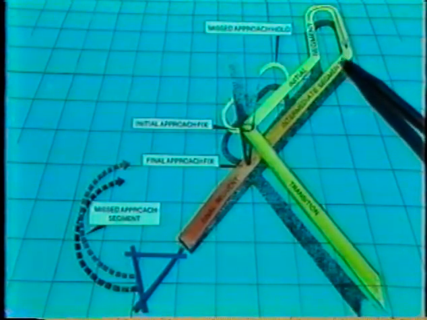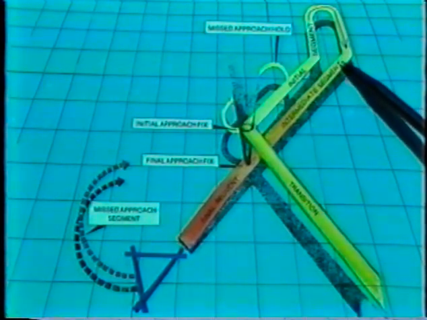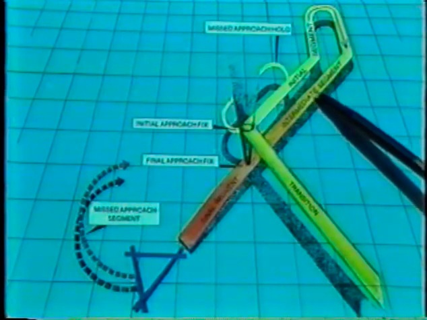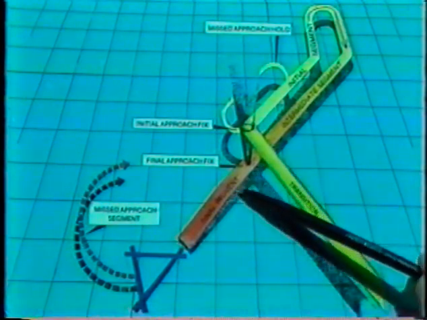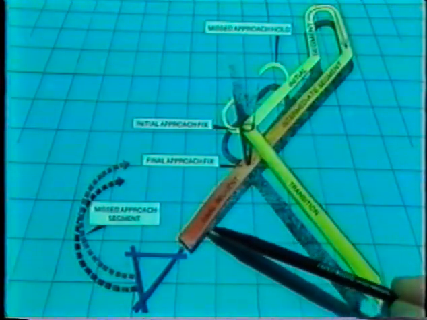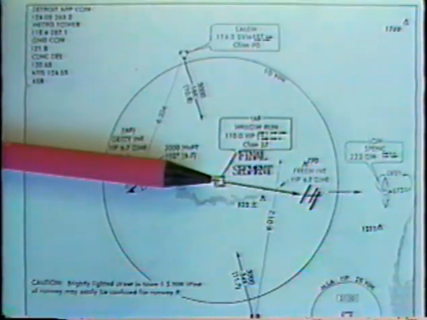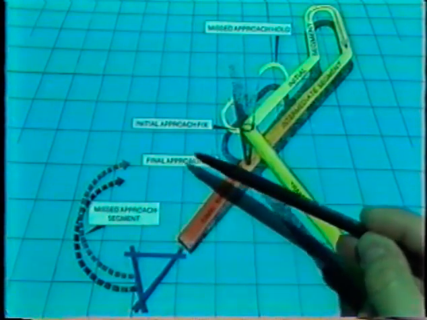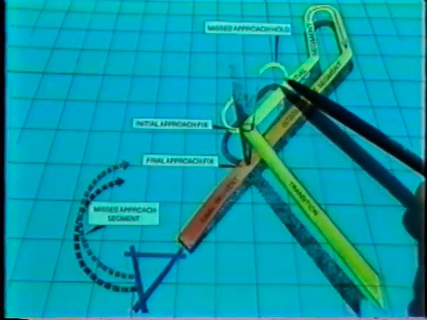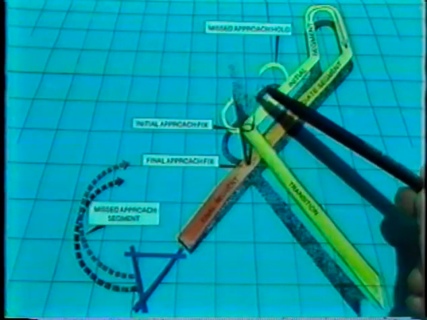Intermediate approach, the segment between the intermediate fix or point and the final approach fix. Final approach, the segment between the final approach fix or point, glide slope intercept for precision approaches, and the runway, airport, or missed approach point. Missed approach, the segment between the missed approach point or point of arrival at decision height and the missed approach fix at the prescribed altitude.